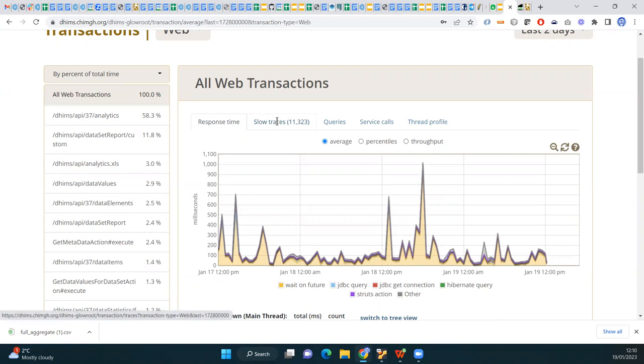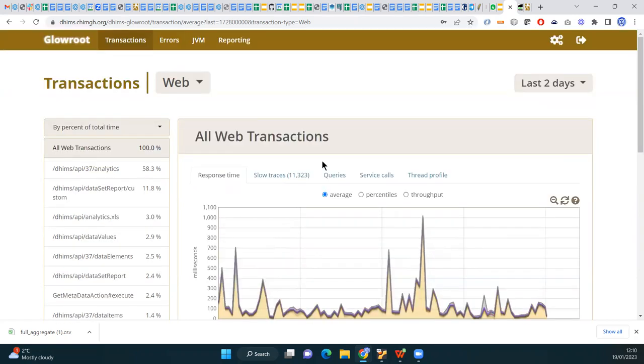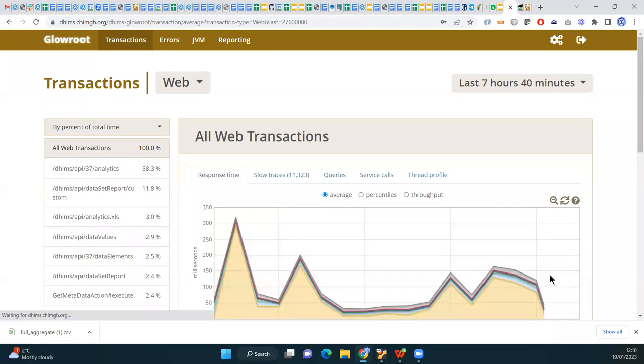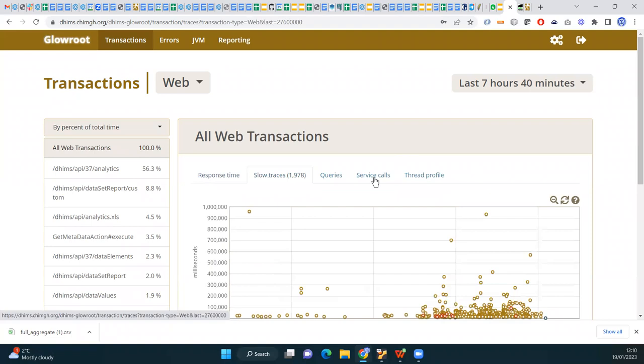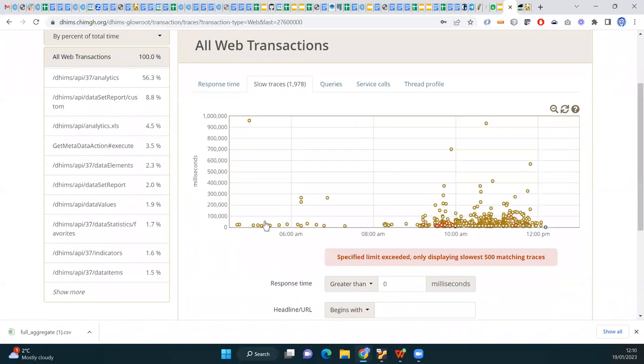The other thing it's worth looking at is the slow traces. Now, slow traces can be a bit slow to open if there's too many of them. So I find it sometimes useful to look at a smaller time period. We're just looking over the last 7 hours, and let's look at what's been slow in the last 7 hours. We can see right through the night, everything was fairly quiet. There's a few things here taking quite a long time.